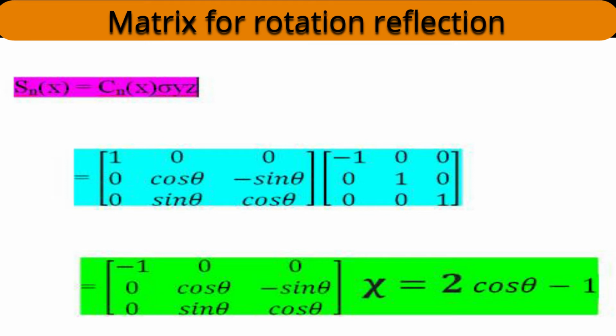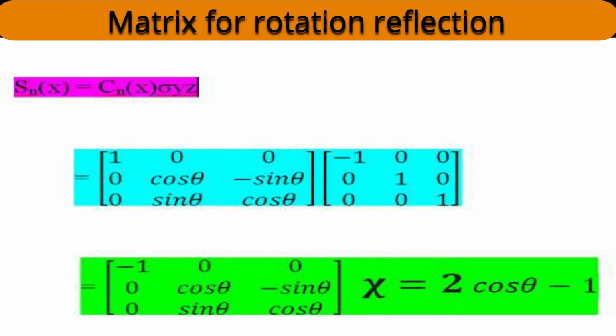Except that first row and first column, the remaining 4 elements will be with our sequence. What is our sequence? Of trigonometric functions: cos theta, minus sin theta, sin theta, cos theta. Therefore, the matrix for C_x will be 1, 0, 0; 0, cos theta, minus sin theta; 0, sin theta, cos theta. What about the reflection operation through the yz plane?